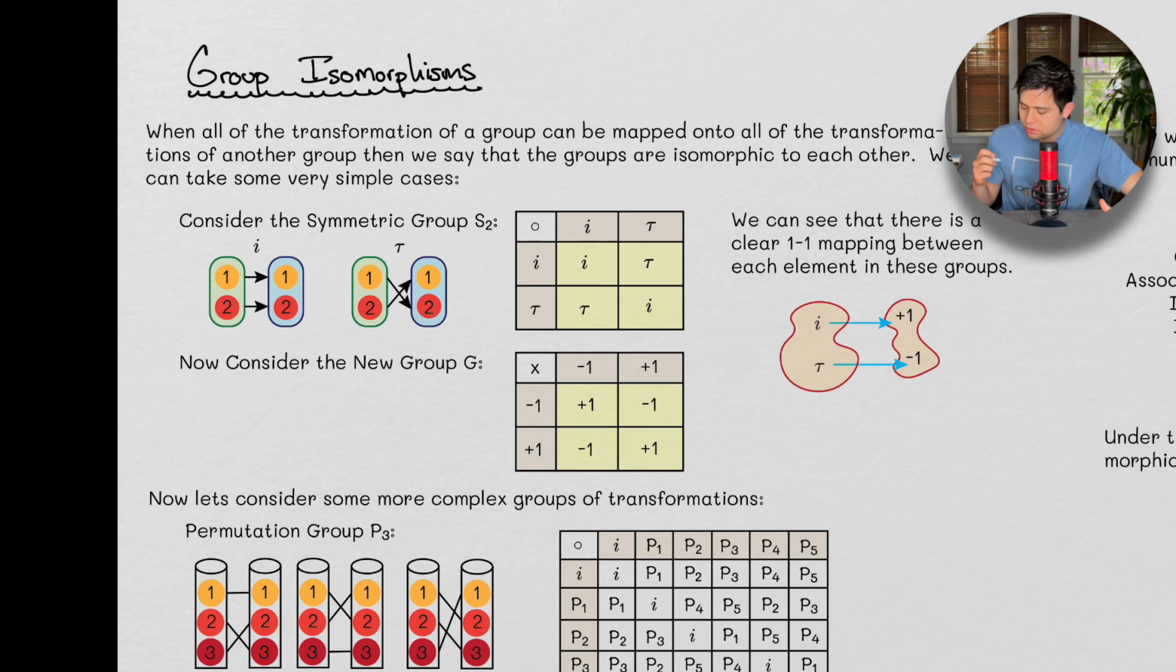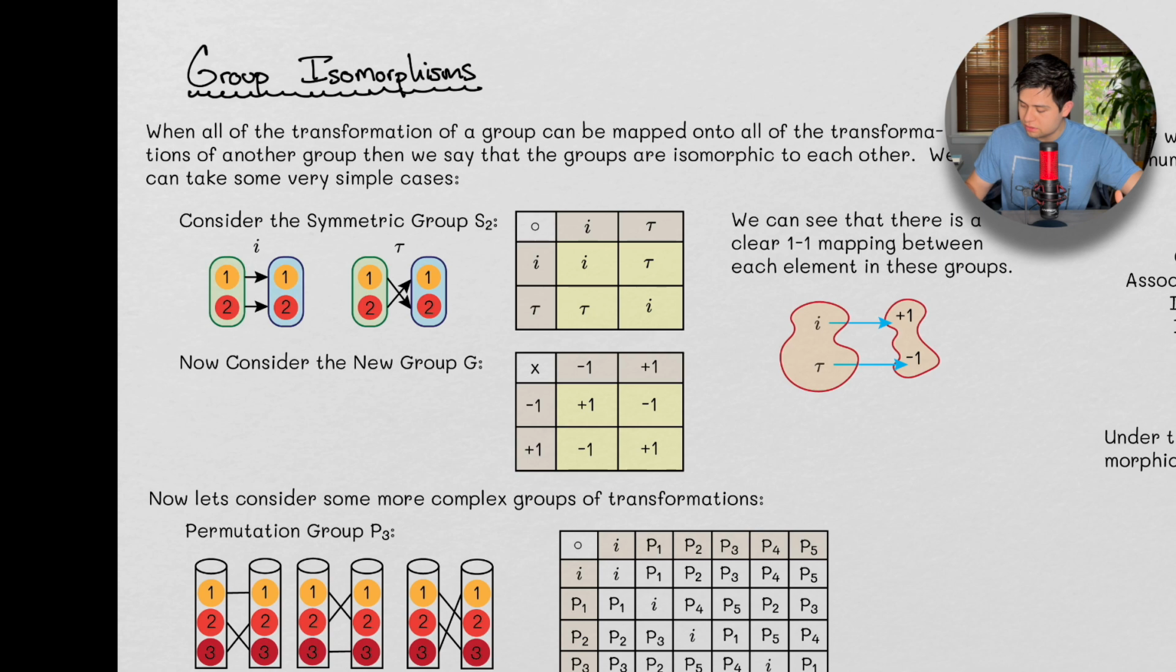Okay, so let's consider this symmetric group S2. This S2 group has two elements in it. It has the identity element where 1 goes to 1 and 2 goes to 2. Nothing super crazy there. But then we have the transposition transformation, where 1 goes to 2 and 2 goes to 1. So I and T are the elements in S2.